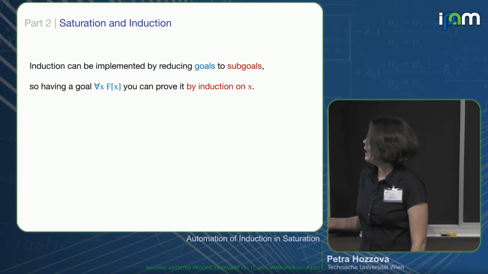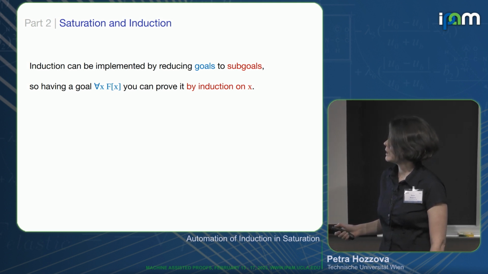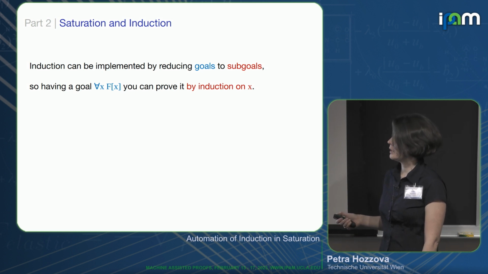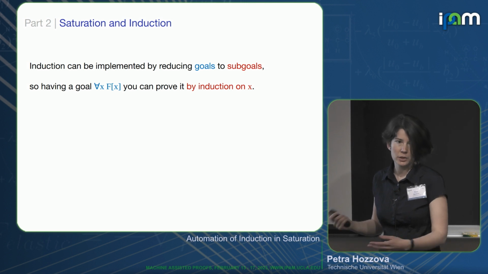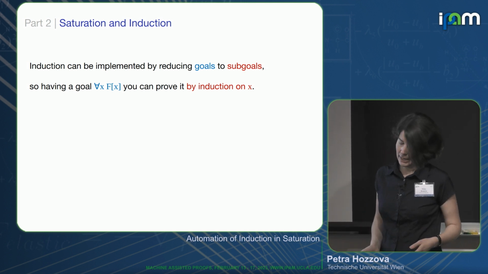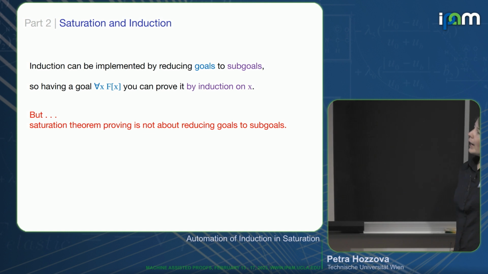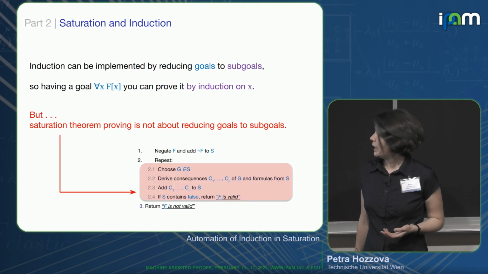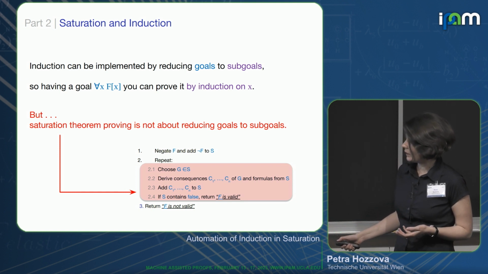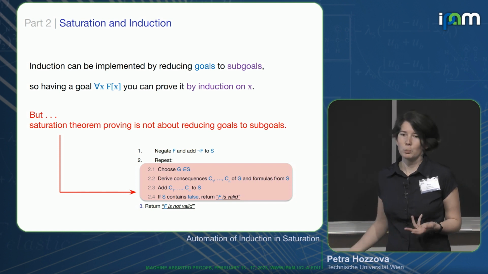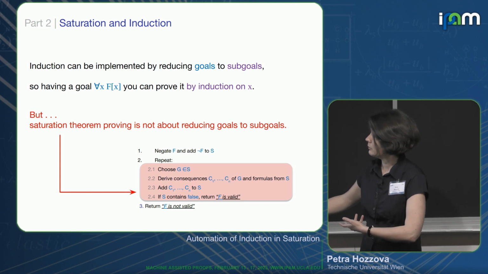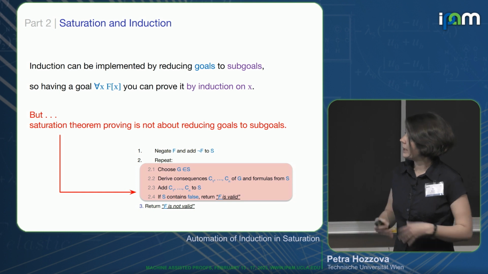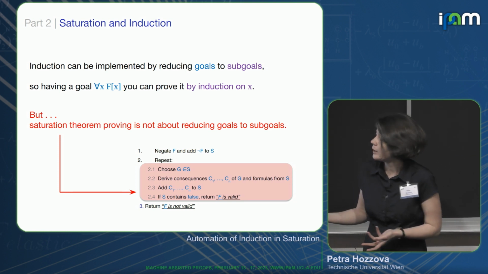So let's say that we want to prove some goal that for all x, fx holds. And we can prove it by induction by reducing this to proving the base case of induction and then the inductive step case. However, this is not how saturation theorem proving works, because we don't have this goal-subgoal architecture. Because in this saturation loop, there is no clear notion of what would be a goal, and if we reduce it to a subgoal, then we just add it back to the search space, and again, we have a formula just like all the others.